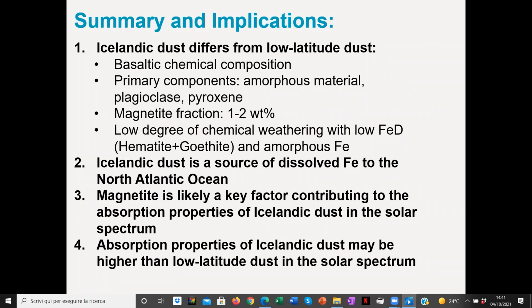Iron oxide minerals control the absorption properties of dust aerosol in the solar spectrum. This suggests that magnetite is likely the key factor contributing to the shortwave absorption properties of Icelandic dust. Finally, we show that the imaginary index of Icelandic dust, estimated based on its mineralogical composition, was consistent with the imaginary index retrieved based on online measurement of its size distribution and spectral optical parameters. This indicates that the absorption properties of Icelandic dust may be higher than that of low-latitude dust in the solar spectrum. This suggests a potentially significant impact of Icelandic dust on the radiation balance in subpolar and polar regions.